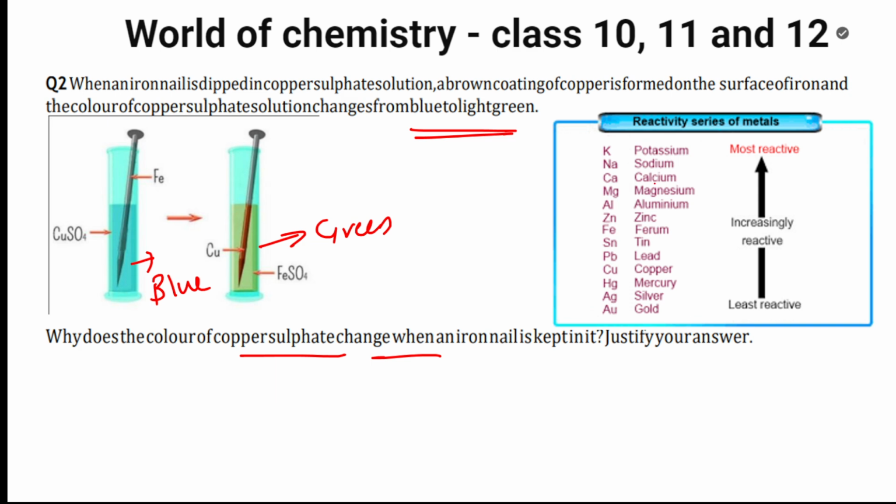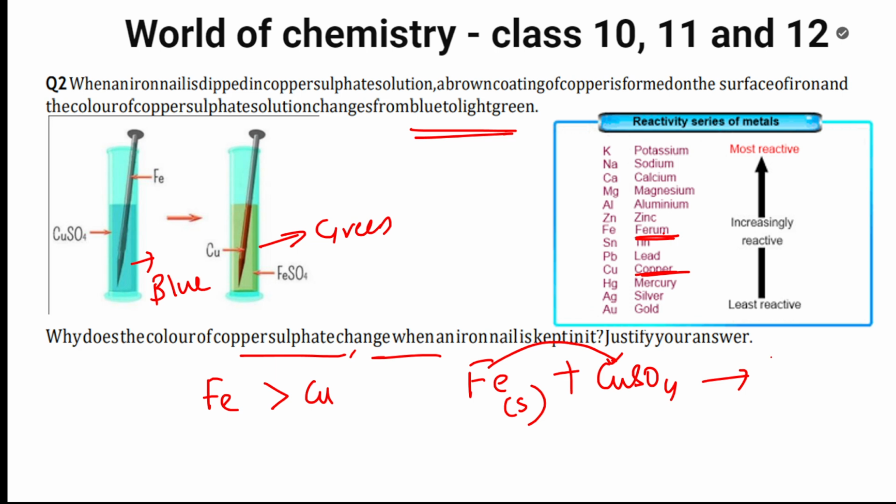Now you tell me, this is a reactivity series. Where is our iron? Iron is ferrum. Iron is here. Where is copper? Copper is here. So which is more reactive? Iron is more reactive than copper. Correct? So when you are dipping it in the solution, what will happen? I am taking iron as a solid, which is a stronger metal. I am taking copper sulfate. The iron will go and replace copper. So you will be getting ferrous sulfate and copper is out. Copper solid is out. Ferrous sulfate is an aqueous solution, and your iron is solid and copper sulfate is aqueous.